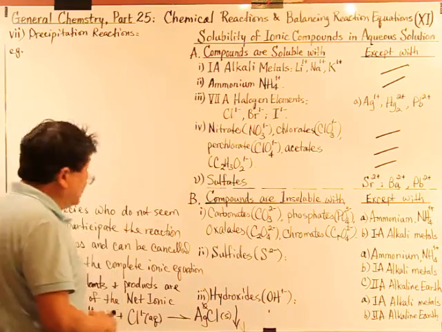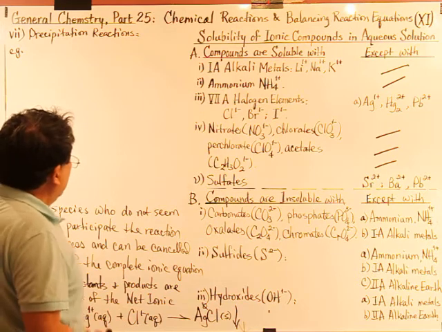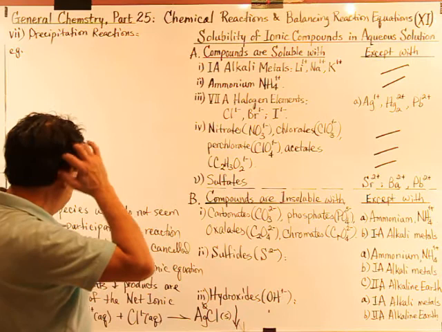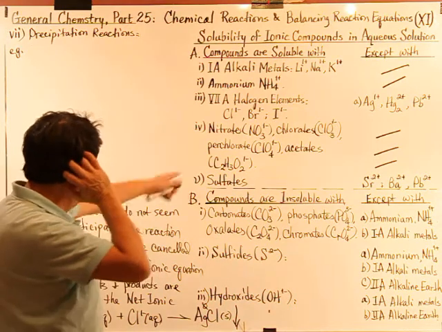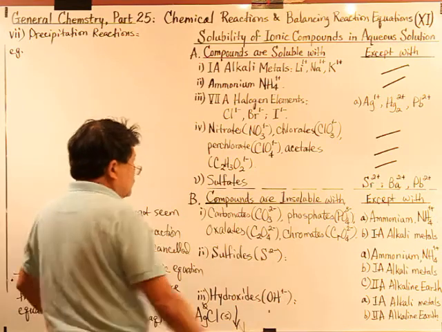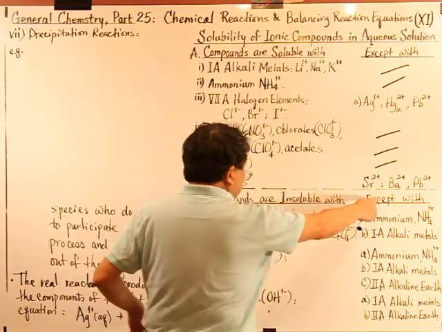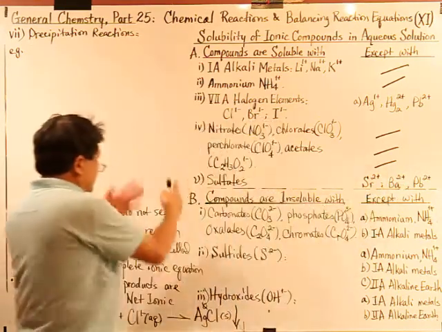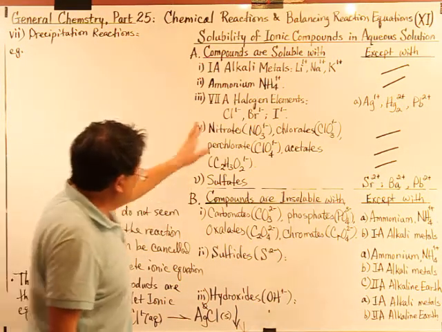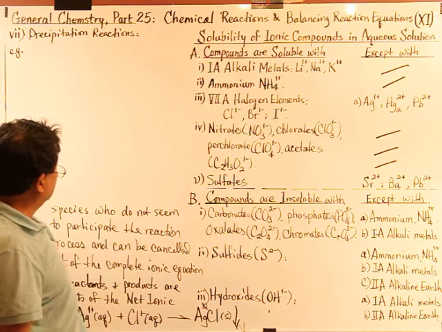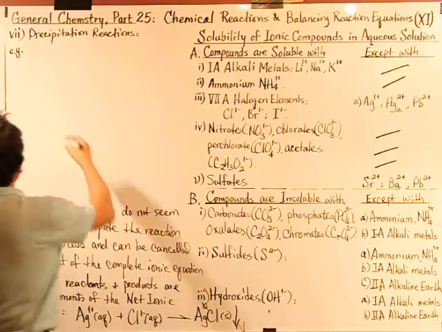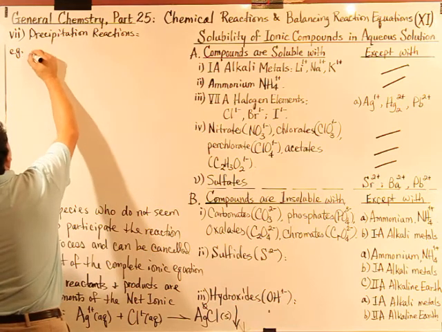So let's pick another one. How about sulfate, right? Almost all sulfates, except strontium, barium, and lead with sulfate, are going to be insoluble. But sulfate with anything else will be soluble. So what sulfate do we want? So another one, let's see what happens.